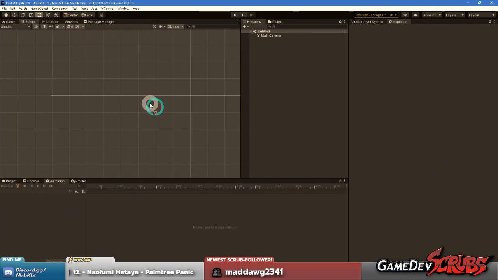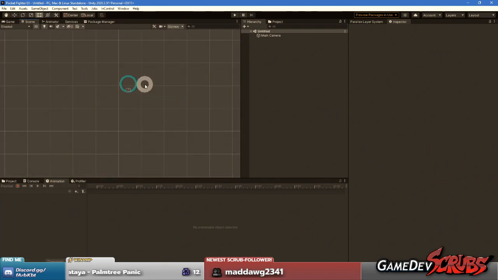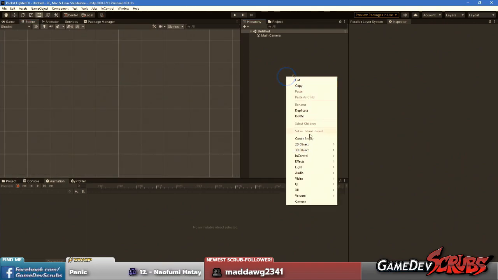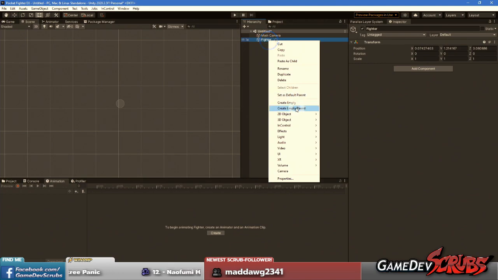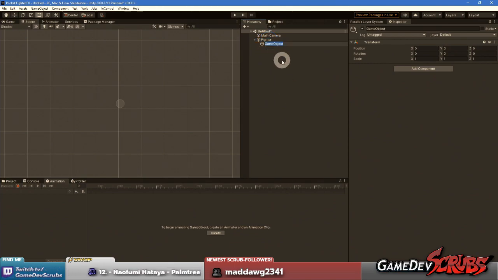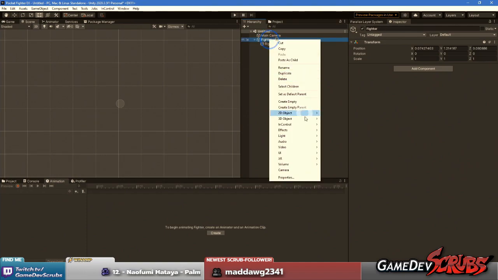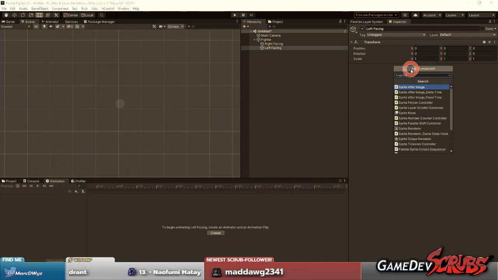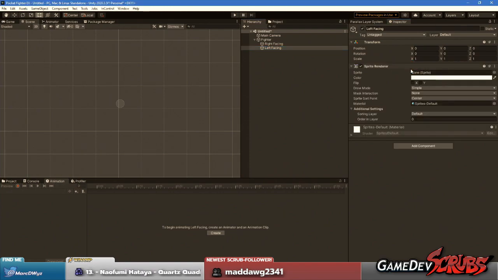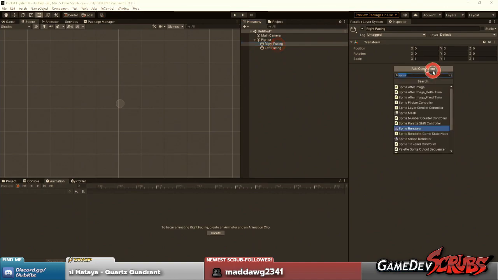Basically, what I would do here is create an object. We'll call it, I don't know, fighter, whatever. And I would say right facing, and then left facing, and sprite render. I would animate them both at the same time.